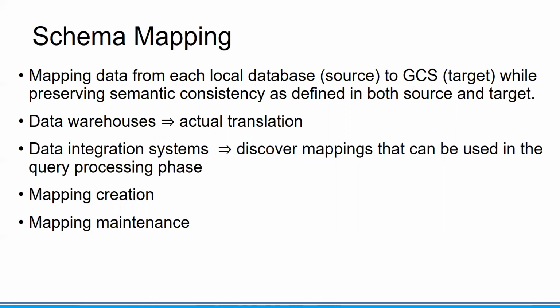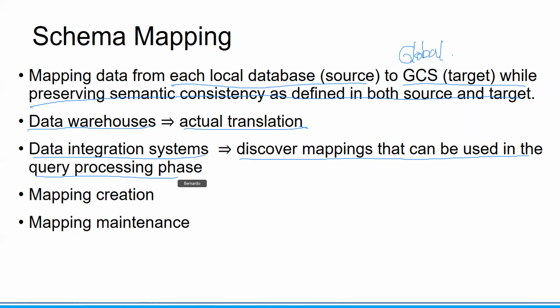Okay. And what about the schema mapping? Schema mapping refers to mapping the data from its local database to the GCS. The GCS is the global schema, while preserving the semantic consistency as defined in both source and target. If we are working with data warehouses, this is the actual translation. If it is a data integration system, you want to discover mappings that can be used in the query processing phase. We can call it mapping creation, or mapping maintenance if it is related to the data warehouse.